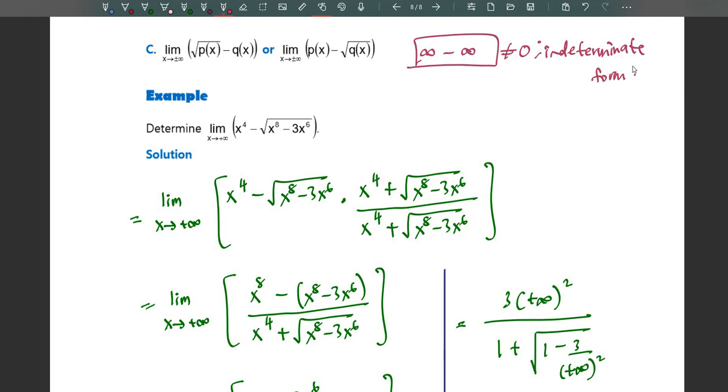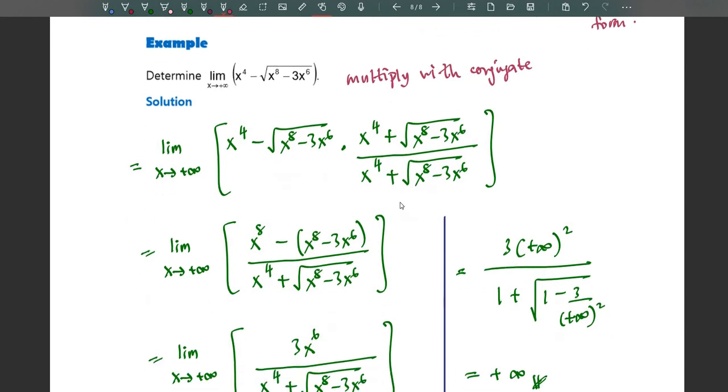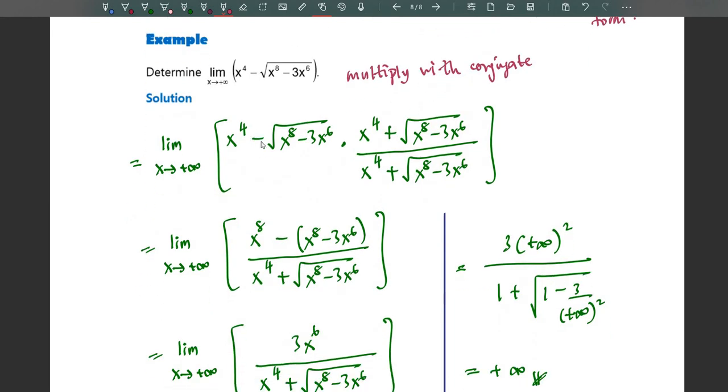As you can recall, I hope you still remember, in the previous class we did discuss the indeterminate form when there is a radical. We need to multiply with the conjugate. So here we will do the same. We will multiply this term with its conjugate. The conjugate will be negating the second term, so we just need to change the sign negative into positive. Rewrite everything but change the sign negative into positive.